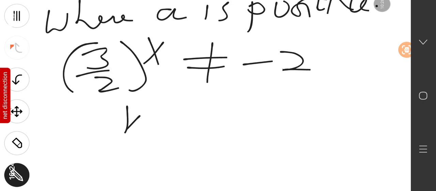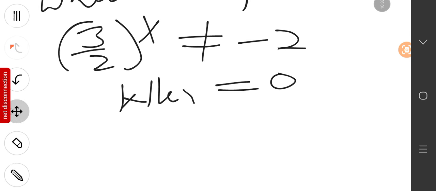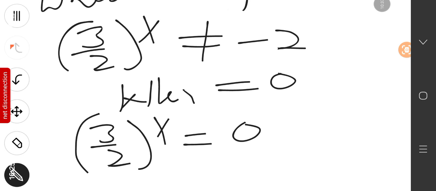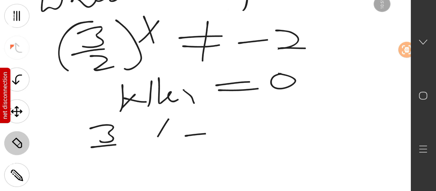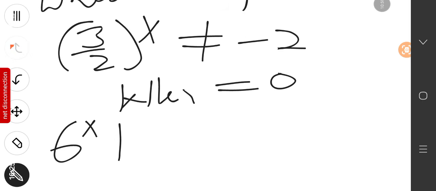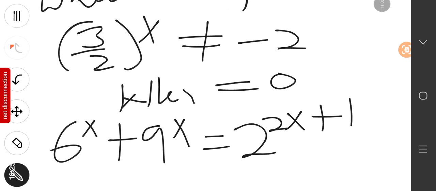So we say when a = 0. Now, you cannot do this, because if you do this, then it means you would have to apply logarithms at both sides, and log 0 is undefined, so we can't do that. So here we are going to use substitution to verify. So let's quote our question. We're going to have 6^x + 9^x = 2^(2x+1).